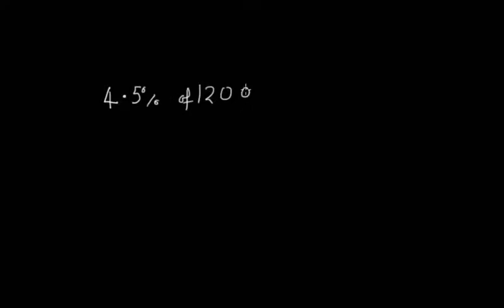So what we need to do here is find what 4.5% of 1,200 is, and that will give us the amount of interest. So it's 0.045 times 1,200, which gives us an interest after 1 year of £45.